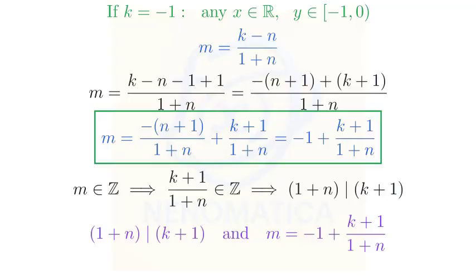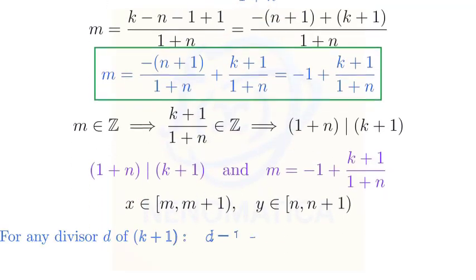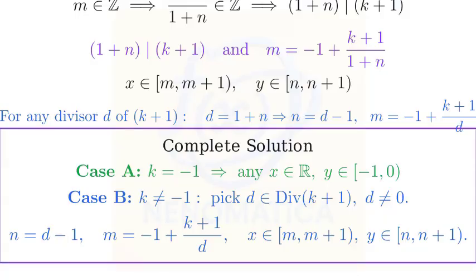Finally, translate back from m and n to x and y. If m equals floor x and n equals floor y, then x is in the interval [m, m plus 1), and y is in the interval [n, n plus 1). Let us collect everything into a neat solution template.